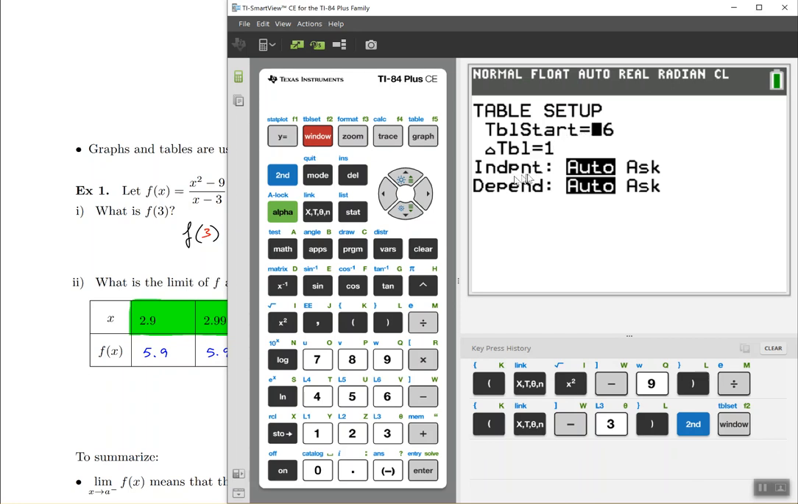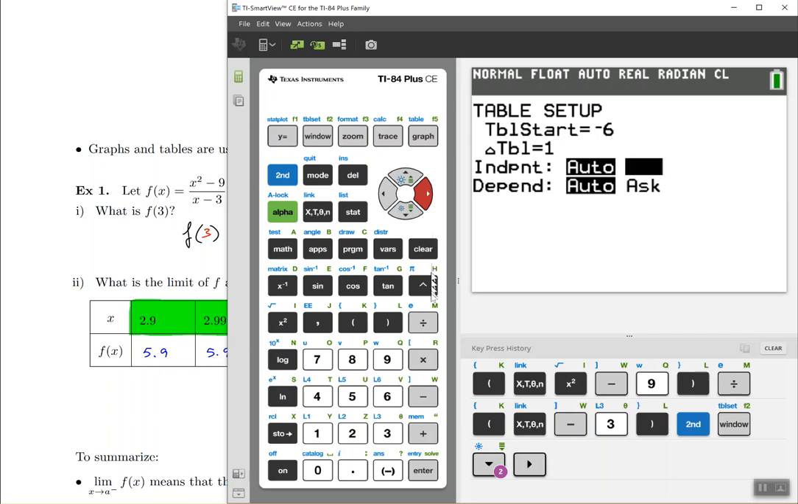We want to change the independent variable to be on ask instead of automatic. So in other terms, this will tell the calculator, ask me what the x's are. We're going to leave the second line on automatic so that the calculator will tell me the dependent variable, which is the y, automatically. So I'm going to click down a couple times and then go to the right once, then click enter. This way the calculator now is programmed to ask me for the x value, and in return it will give me the y value automatically.